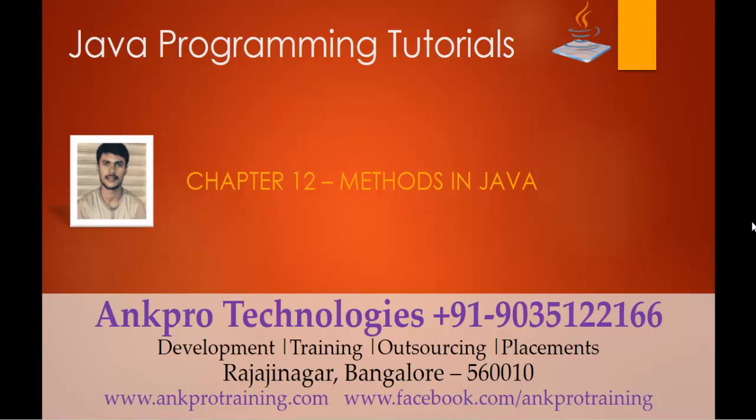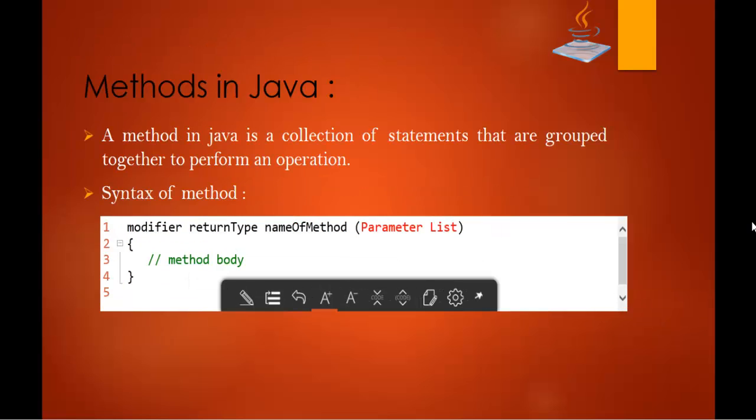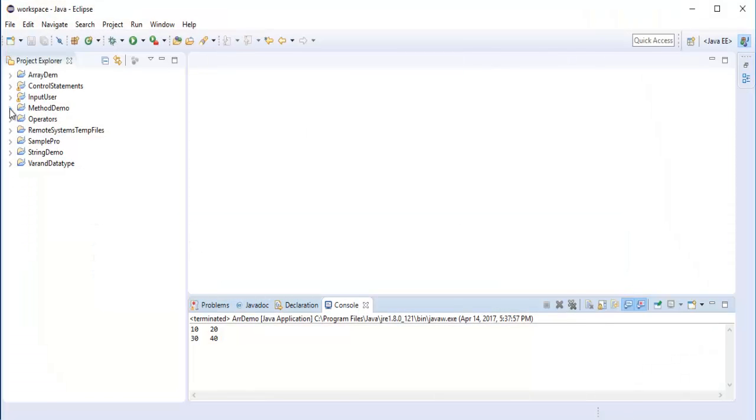My name is Harish. So in this session, we are going to learn about methods in Java. So, what is a method? A method in Java is a collection of statements that are grouped together to perform an operation. So, what do you mean by this? Without wasting much time, let me jump into Eclipse and show you a demo of it.